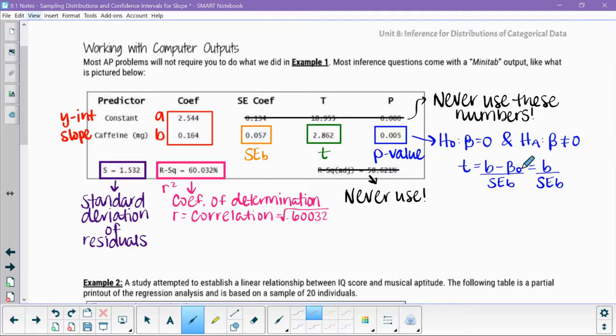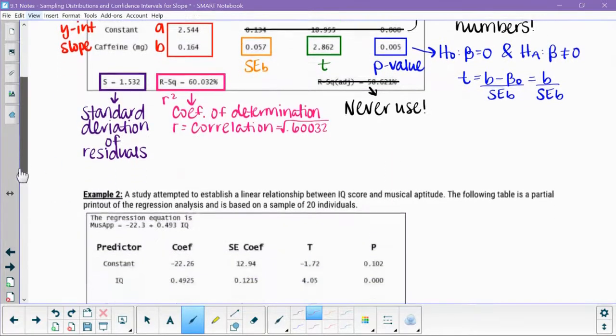Now, two other things that you might need. S is going to be our standard deviation of residuals, and R squared is our coefficient of determination. If you are asked for the R value, the correlation coefficient, all you have to do is take the square root of R squared to get R. Pretty straightforward. So this is just breaking down what is given to you in a computer output. So let's go ahead and put it to use.